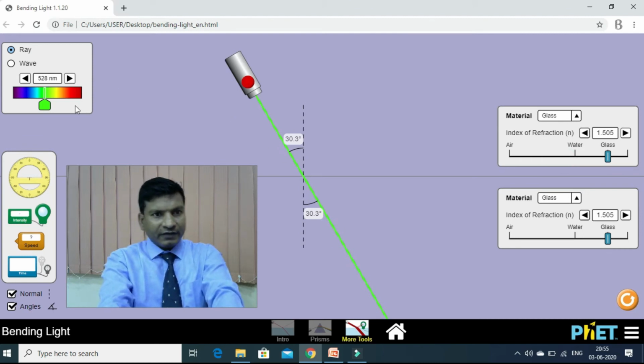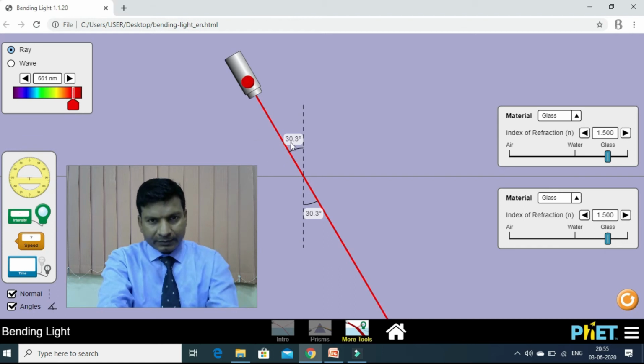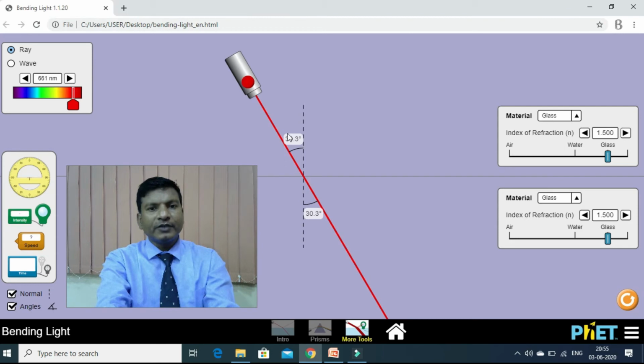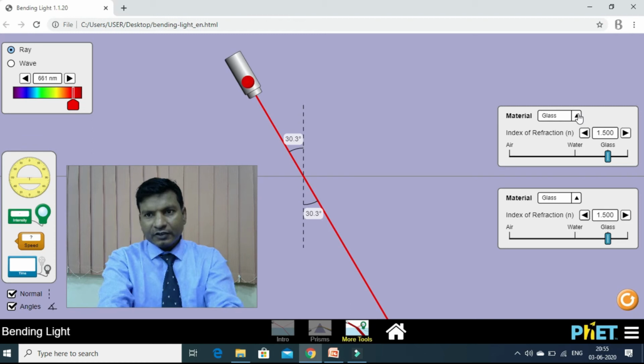Here the ray of light is moving undeviated. There would be no bending of the ray of light. Why? Because the speed of light in both media is the same. Therefore, there will be no deviation of the path of the light ray. Now, if you change again, then there will be a deviation of the path of the light ray.